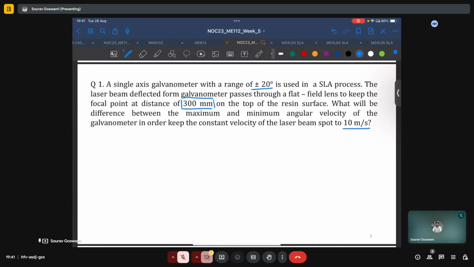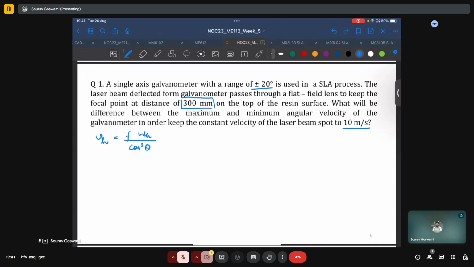So we already discussed this a little while back, and I will directly use the formula available in the slides, which was that the velocity of the laser spot on the print surface is equal to the focal length times the angular velocity of the galvanometer divided by cos square theta, where theta is the angle of deflection.